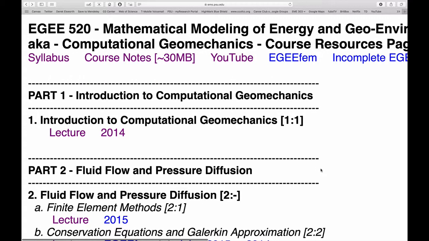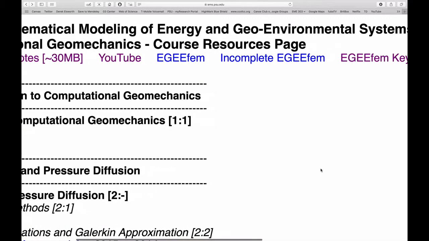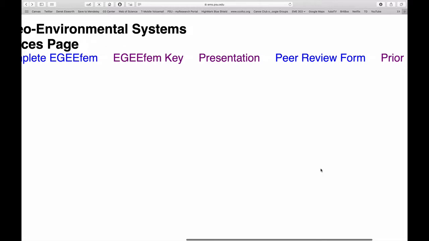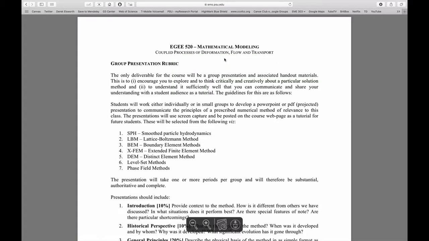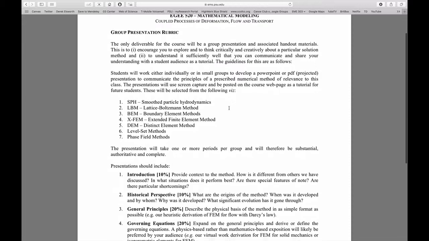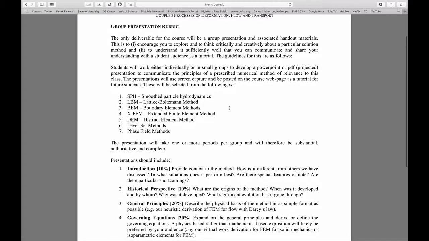Okay, so you have the materials online, you have EG, FEM, you have the incomplete one, you have a key, which we just had on the board. The presentations, as I mentioned, are now 7 topics, I guess, relative to what we had before. So I'll send an email asking you to respond with your rank list of what you might be interested in dealing with from this list of 7. If you want to work with someone, you can make that happen just by having a common ranked list.